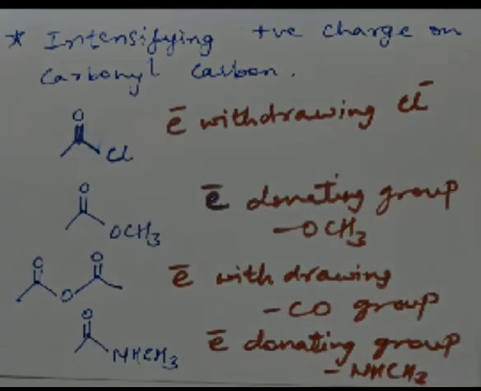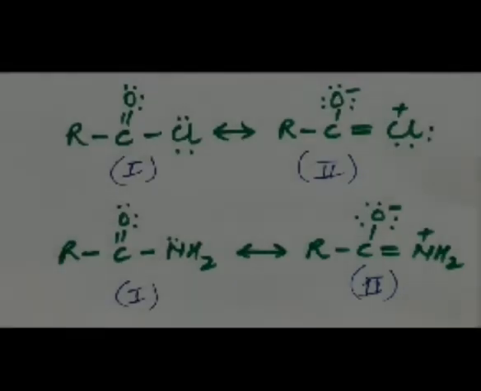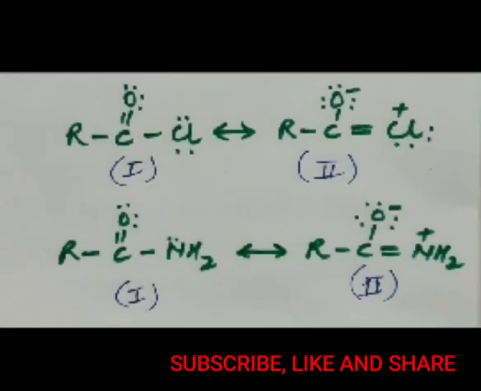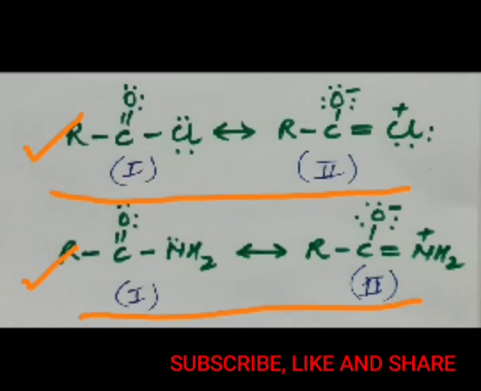There's one more concept to understand this. So now we have two extreme cases, whereby we are aware till now that acid chlorides are highly reactive, so they can easily undergo hydrolysis. On the other hand, acid amides are least reactive and they cannot undergo easy hydrolysis. You can also confirm it with the help of the resonating structures as shown to you. So acid chlorides can exist in this kind of resonating structures, and these are the resonating structures for amides.